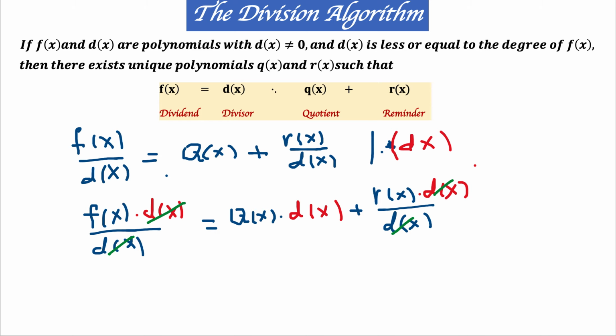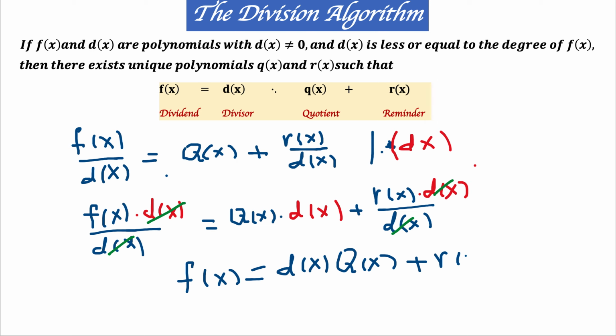And now let me write here f of x is equal to, we can rearrange a little bit. Let me put d of x in the front, because the commutative property in multiplication is valid. So I can write d of x times q of x, and in the end what remained is just the remainder plus r of x. So this is the statement we have, the division algorithm.